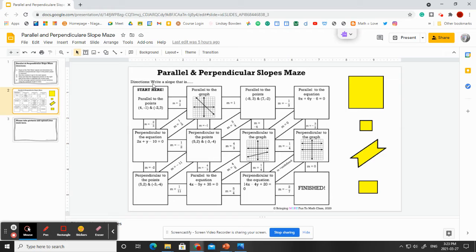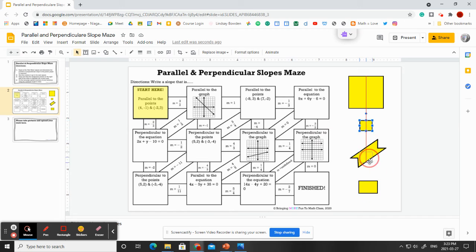So directions, write a slope that is parallel to the points. You're going to start here on the start square. So you're going to use your slope formula, y2 minus y1 over x2 minus x1, to get the slope, and you want it parallel. So we know parallel has the same slope. So I'm going to drag this. This is where we're starting. So I'm going to drag and drop the yellow square there. Now, when you get the correct answer, it's actually -2/3.